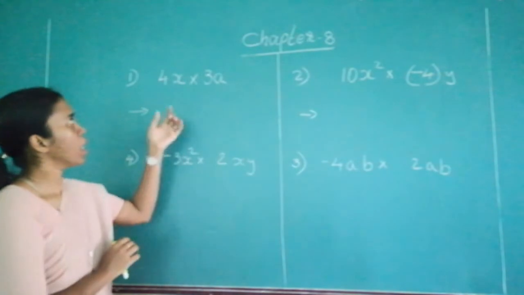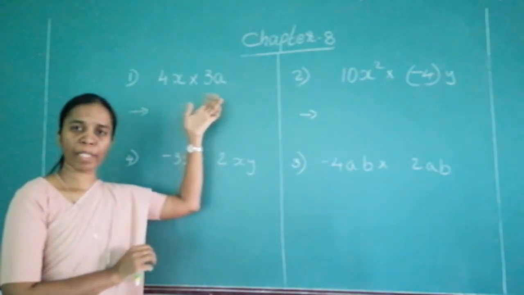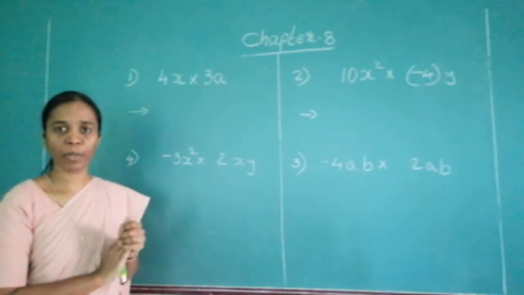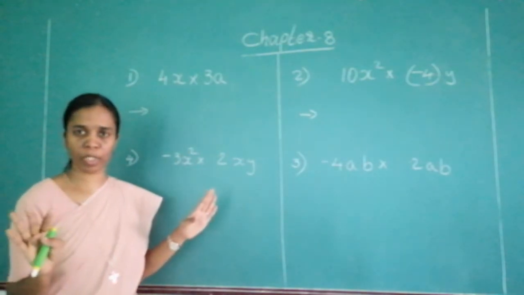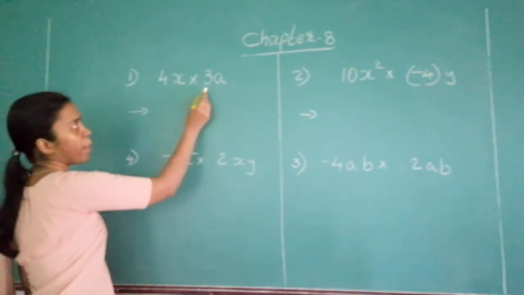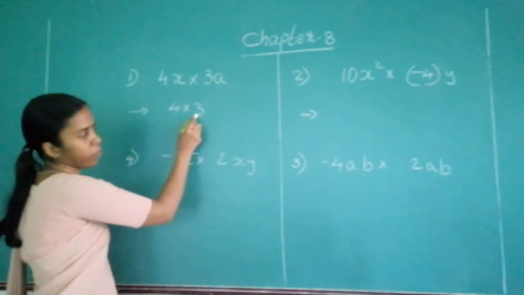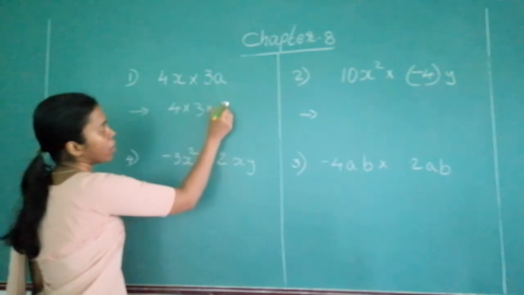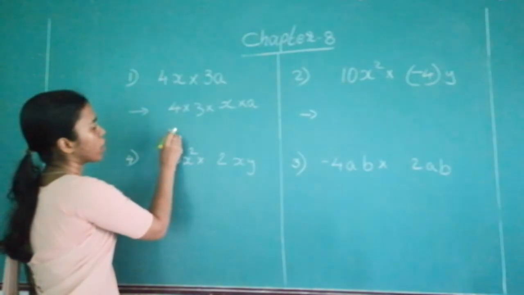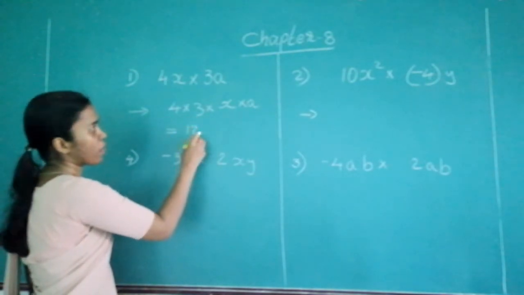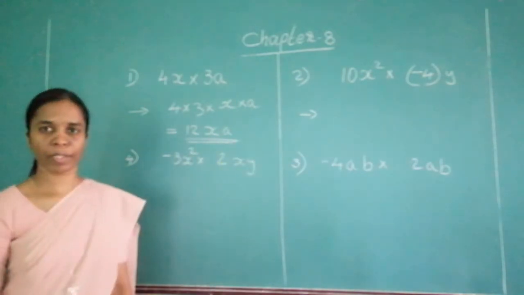For example, I have two monomials, 4x multiplied by 3a. How do I do it? Are they like terms? No, unlike terms. But nothing to worry over here. Just multiply the numbers, that is the coefficient, that is 4 into 3, and multiply the variables also. Just multiply all. That is equal to 4 3s are 12 xa. Just multiply and put them together.